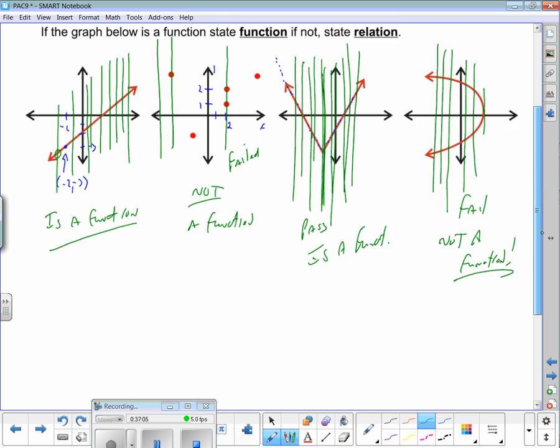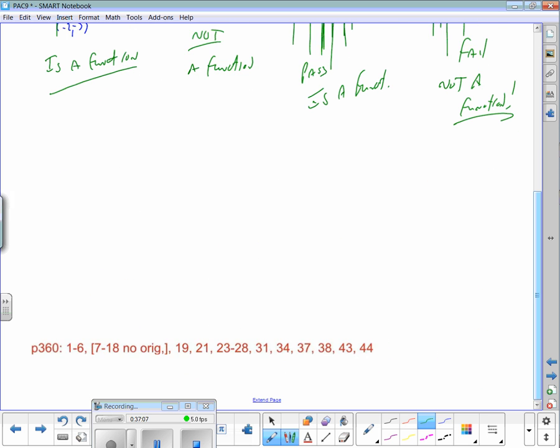All right, I want to do something here with the homework because I don't want to give that many tonight. I thought I'd have a little bit more time in class, and I didn't. So I'm going to reduce this a little. By the way, notice 7 through 18, no originals. Those will really go fast. I think you're just saying whether it's a function or not, and you're using the vertical line test like we just did. So let's see. Yeah, that's all that is.